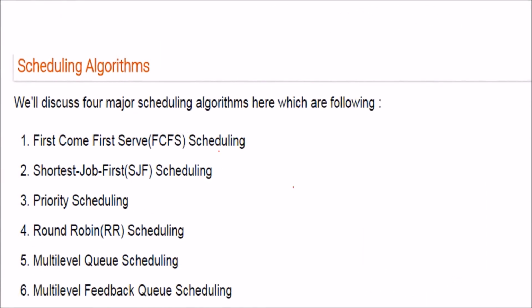We are discussing the scheduling algorithms in operating systems. The scheduling algorithms are first come first serve, FCFS. Then we have shortest job first, priority scheduling. Then we have round robin, and more of these are multi-level queue scheduling and multi-level feedback queue scheduling. We'll take these four first and we'll see the examples also.